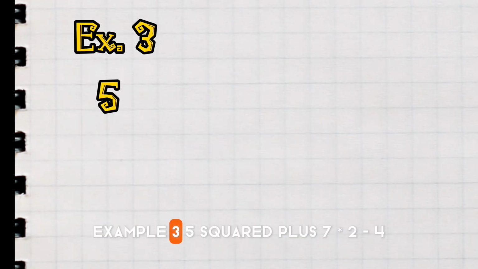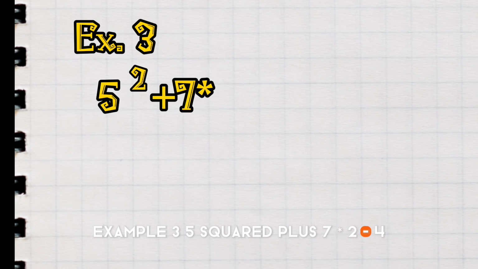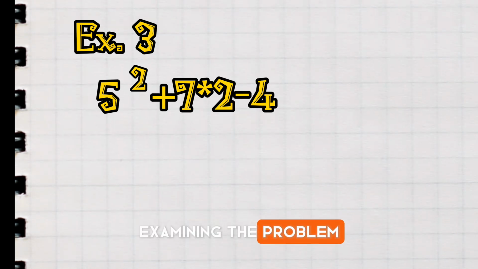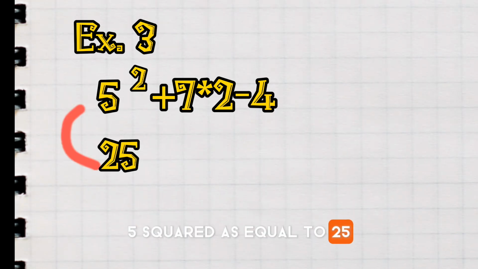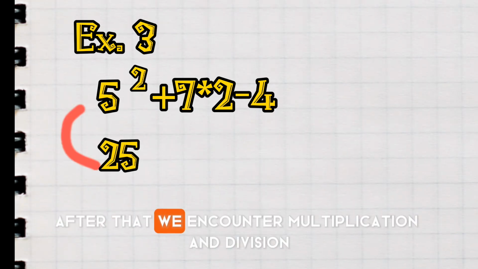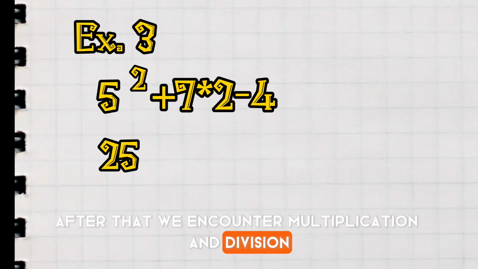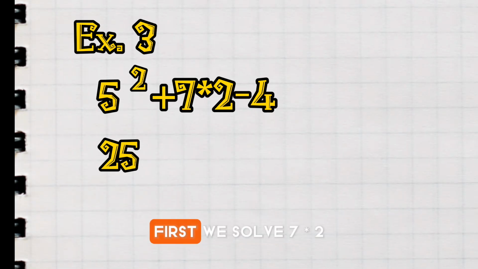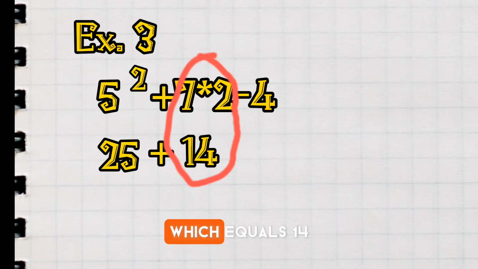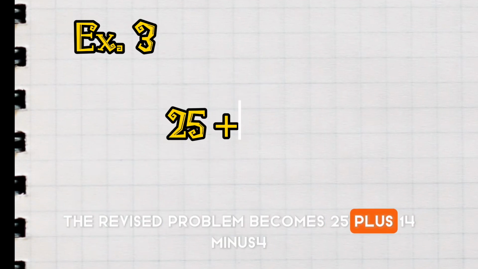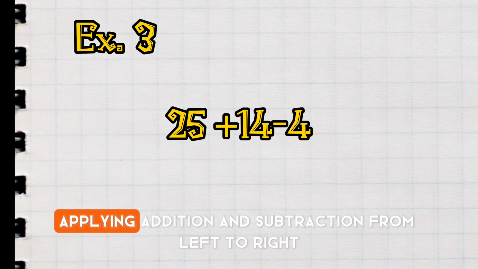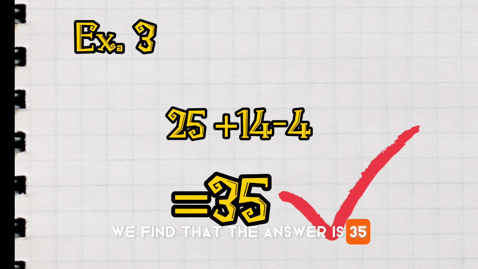Example 3. 5 squared plus 7 times 2 minus 4. Examining the problem, we see an exponent, 5 squared. 5 squared is equal to 25. After that, we encounter multiplication and division. Since multiplication appears first, we solve 7 times 2, which equals 14. The revised problem becomes 25 plus 14 minus 4. Applying addition and subtraction from left to right, we find that the answer is 35.